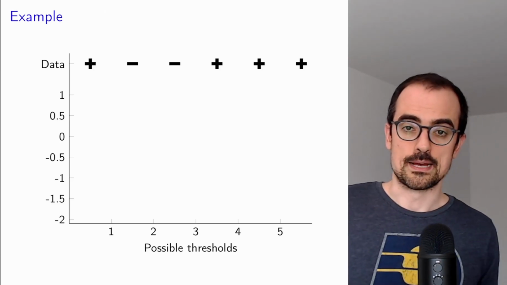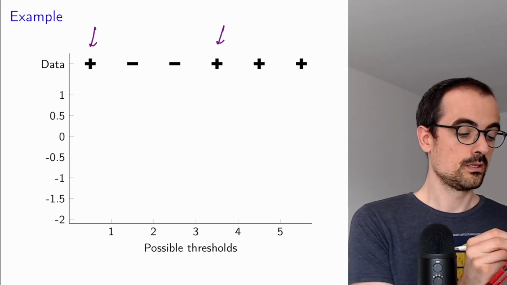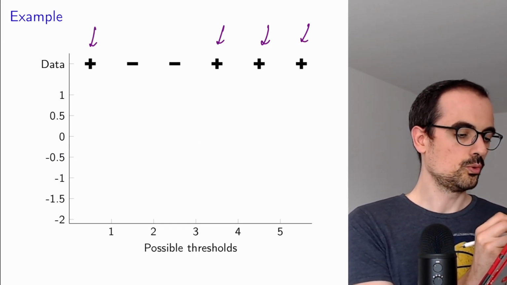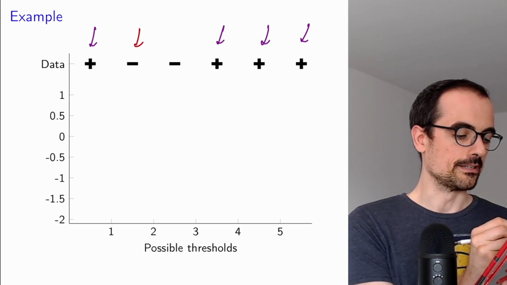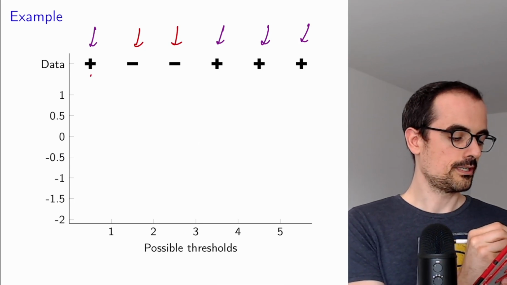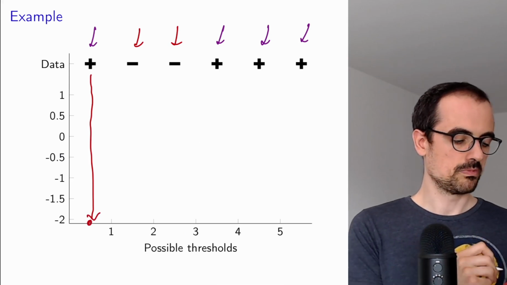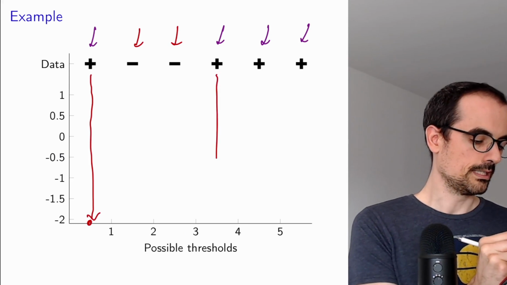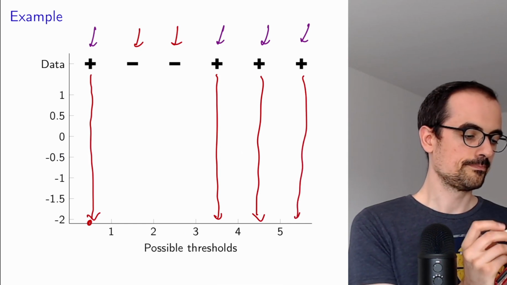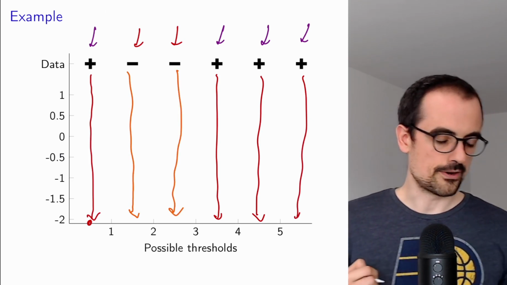So now let's take a look at an example. In this example, we have 3 data points, which are class plus, and 2 data points, which are class minus. And there's just one feature, okay? The feature is represented in the horizontal axis. So this plus is 0.5, this one is 3.5, 4.5, 5.5, this minus is 1.5, and this other minus is 2.5.